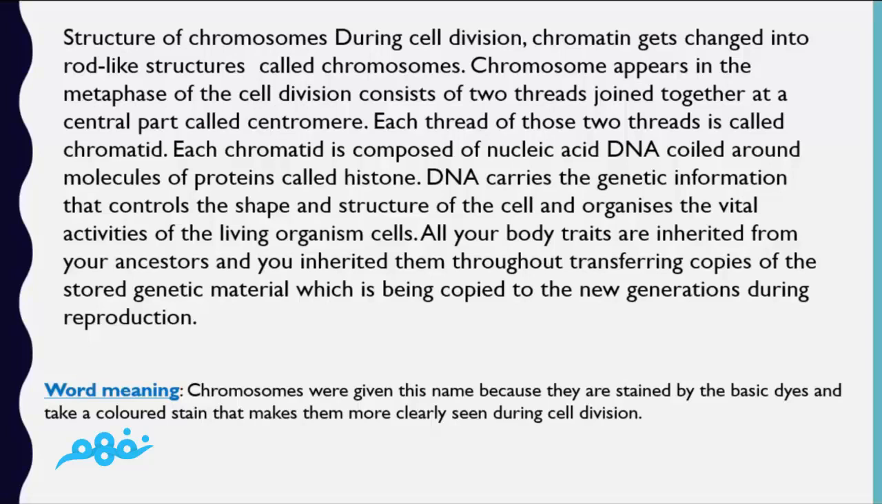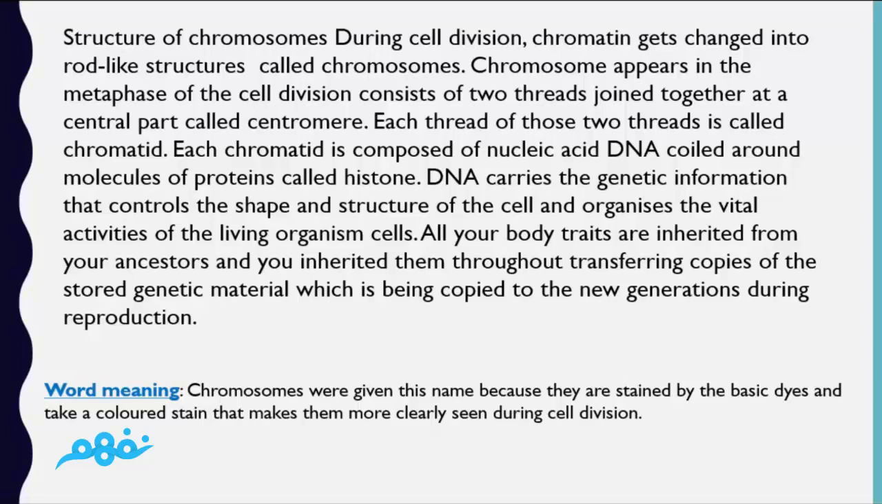Each chromatid is composed of nucleic acid, DNA, coiled around molecules of proteins called histones. DNA carries the genetic information that controls the shape and structure of the cell and organizes the vital activities of the living organism's cells. All our body traits are inherited from our ancestors, through transferring copies of the stored genetic material, which is copied to the new generations during reproduction.